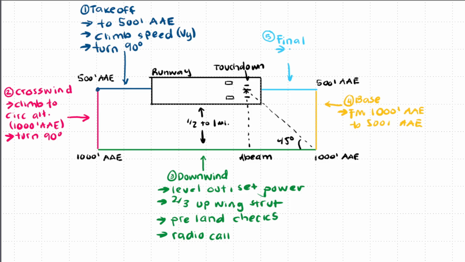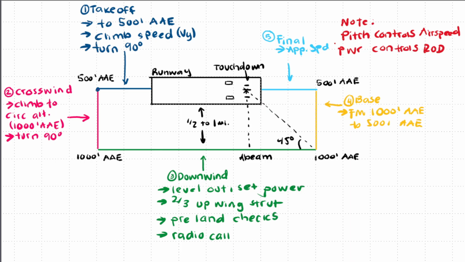On final, you've established your approach speed, and again, dependent on weather conditions, maybe you've put down your last notch of flaps in this situation. And something really important to remember for when you're establishing on final is that pitch controls your airspeed and power controls your rate of descent. And this is really important because when you're on final, you want to get down safely. You don't want to be playing around with your pitch and power so much that you're losing focus.